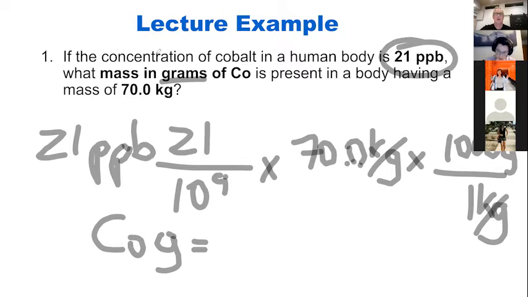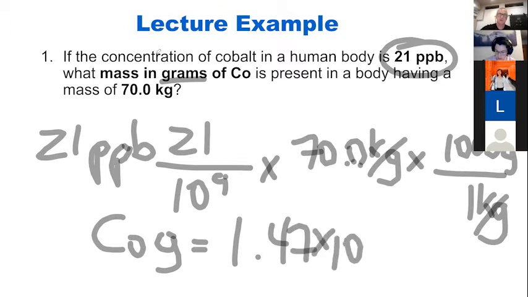No one brought a calculator? My calculator automatically gives an exponent. So okay, I'll take an exponent. 1.47 times 10 to the negative 3. There you go, grams. Now, how many significant digits should you use?